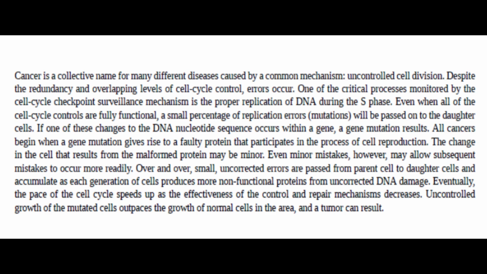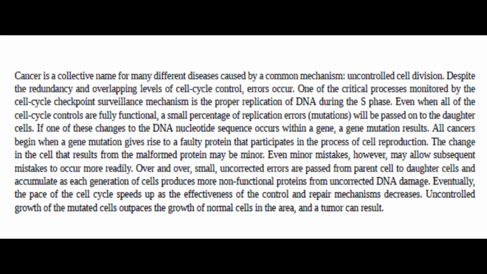Cancer is a collective name for many different diseases caused by a common mechanism, uncontrolled cell division. Despite the redundancy and overlapping levels of cell cycle control, errors occur. One of the critical processes monitored by the cell cycle checkpoint surveillance mechanism is the proper replication of DNA during the S phase. Even when all of the cell cycle controls are fully functional, a small percentage of replication errors or mutations will be passed on to the daughter cells.